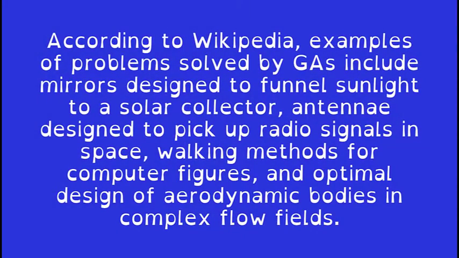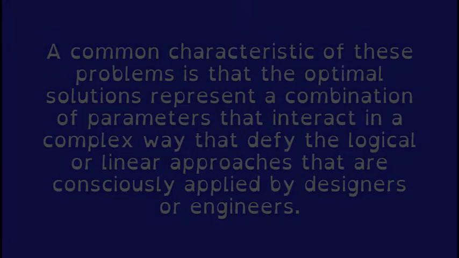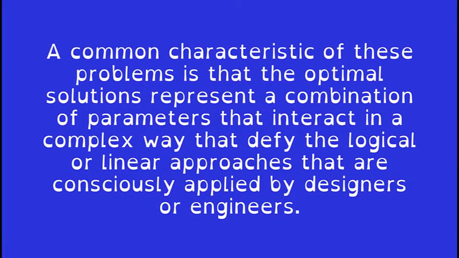According to Wikipedia, examples of problems solved by GAs include mirrors designed to funnel sunlight to a solar collector, antennae designed to pick up radio signals in space, walking methods for computer figures, and optimal design of aerodynamic bodies in complex flow fields. A common characteristic of these problems is that the optimal solutions represent a combination of parameters that interact in a complex way that defy the logical or linear approaches that are consciously applied by designers or engineers.